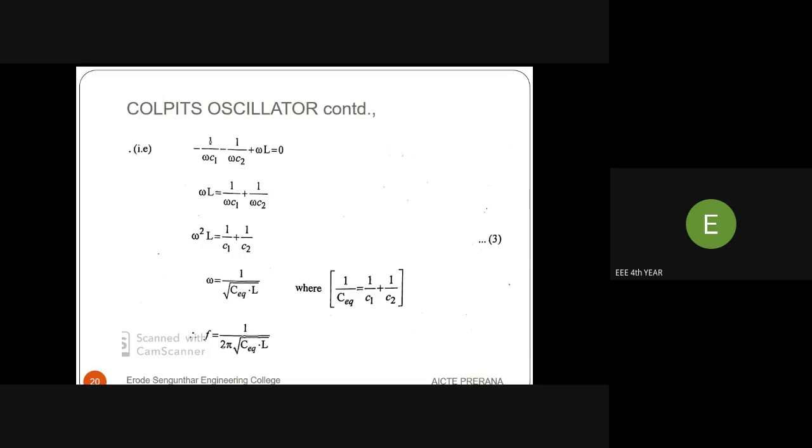So for the frequency of the oscillation F, we replace omega equal to 2 pi F. The equation is modified to 2 pi F equal to 1 divided by square root of C equivalent into L. From the above equation, we get frequency F equal to 1 divided by 2 pi square root of C equivalent into L. Here 1 divided by C equivalent equal to 1 divided by C1 plus 1 divided by C2. Now let us see the condition for oscillation of Colpitts oscillator.